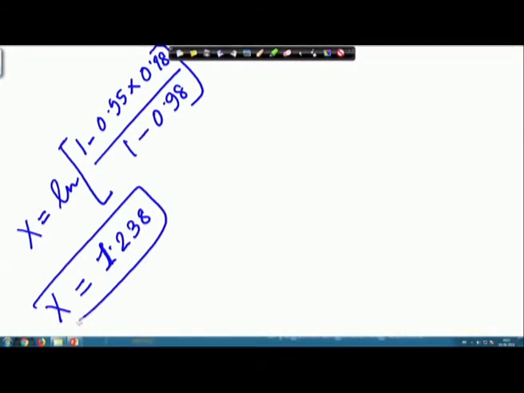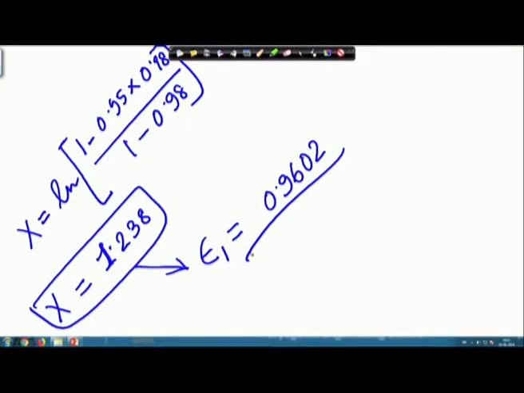1.238 is the value of this X. So, corresponding to that value, if we put it in the epsilon, we get this epsilon 1 to be 0.9602. So, this is the value of epsilon 1.